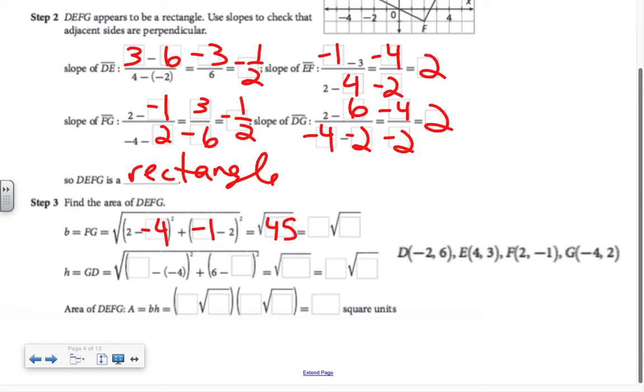And what they're wanting you to start doing is simplifying your radicals whenever possible. And what that means is you're dividing away any perfect square factors. So what numbers are perfect squares?